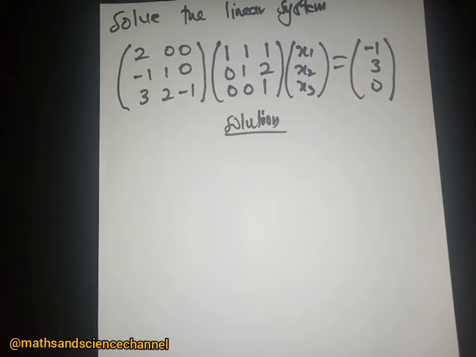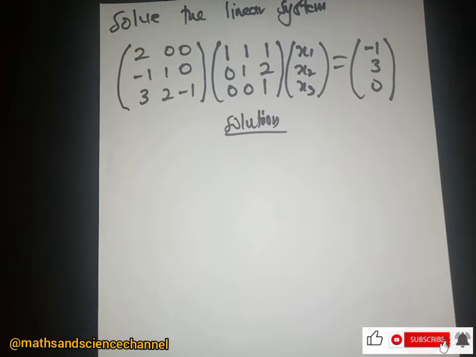Hello students, welcome once again. This time we have a linear system of equations and we have to solve it. In the first part we have a multiplication of matrices, so we have to multiply this 3 by 3 matrix, and from there we are going to get a 3 by 3 matrix multiplying x1, x2, x3 being equal to -1, 3 and 0. Then we apply what we call Gaussian elimination so that we can find the values of x1, x2 and x3.